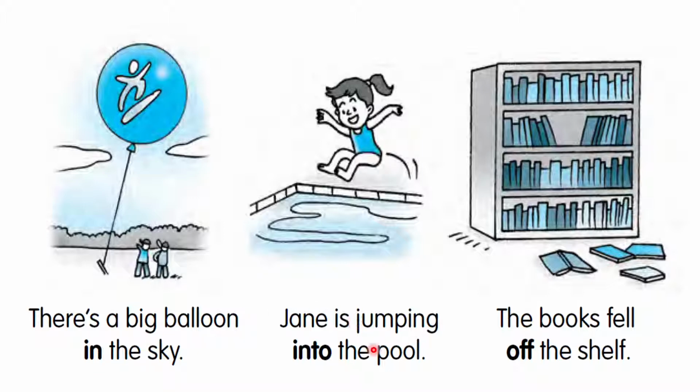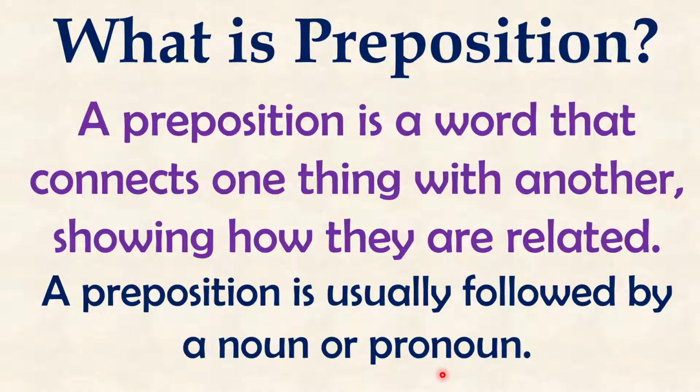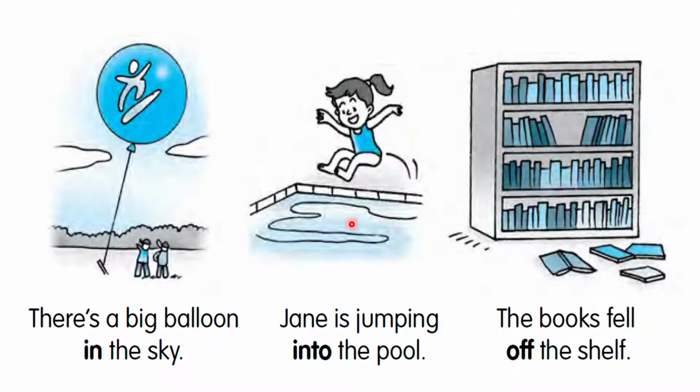Jen is jumping into the pool. As we learnt, a preposition is usually followed by a noun or pronoun and it connects one thing with another. So Jen is jumping, the pool. These two things are connected with this word, into. So into is the preposition. Jen is jumping into the pool. Into is the preposition in this sentence. The books fell off the shelf. Off is the preposition in this sentence.